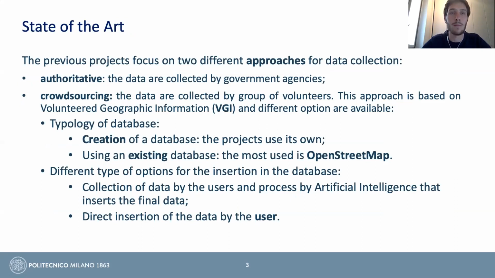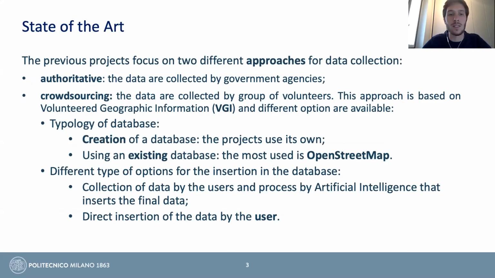develop a similar approach. We found that there were two main approaches, in particular an authoritative approach where the data are collected by a government agency, or a crowdsourcing approach with a VGI approach, a volunteer geographic information approach, where different options are also possible, because we were thinking about whether it was necessary to create a database, or whether we could use an existing one. And generally, as we know, the most used is OpenStreetMap.